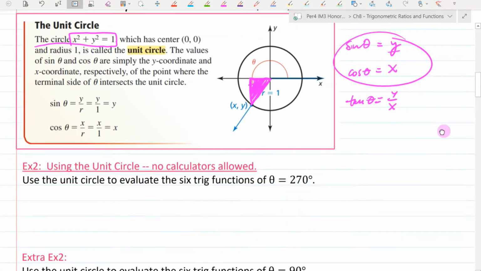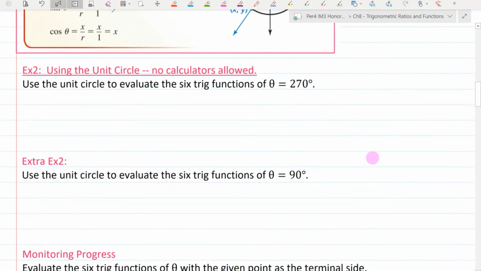Okay? All right, so we're not going to use a calculator. It says no calculators allowed. To evaluate the 6 trig functions of 270. So I'm going to go ahead and go over it so you can kind of see what's going on here. So we have sine.